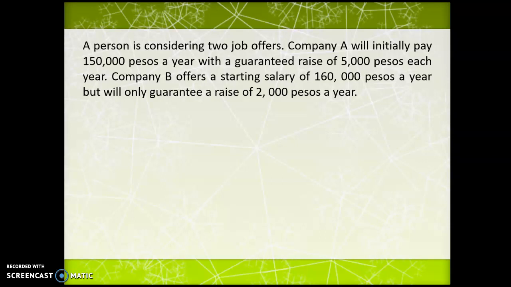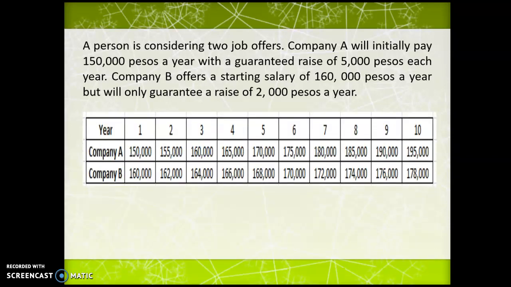Okay, so here is the table. The first row, those are the years that you are going to work, and the second and third rows are the salary for company A and company B, with the additional or the guaranteed raise for each year.